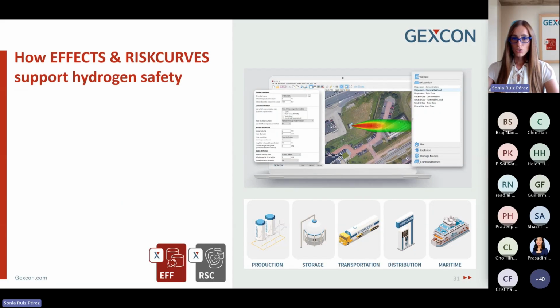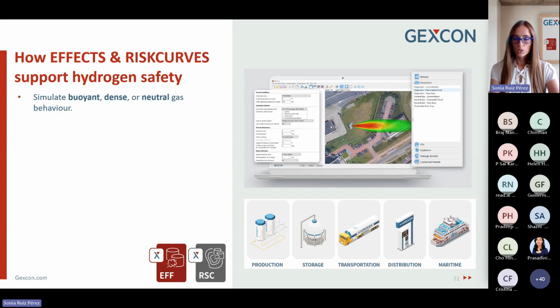So how can EFFECTS and RISKCURVES support hydrogen safety? As presented earlier today, hydrogen is highly flammable, generally buoyant, and prone to rapid ignition, making it critical to accurately simulate its behavior in various scenarios. So how can EFFECTS and RISKCURVES capture these distinct properties? Well, first of all, with EFFECTS, we can simulate hydrogen dispersion, whether it behaves as a buoyant, dense, or neutral gas. This flexibility is crucial as hydrogen can exhibit different dispersion behaviors depending on its state.